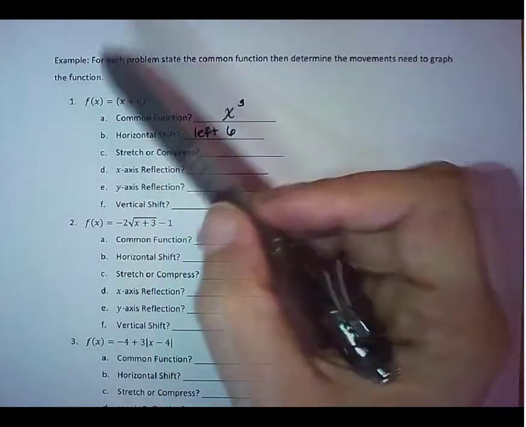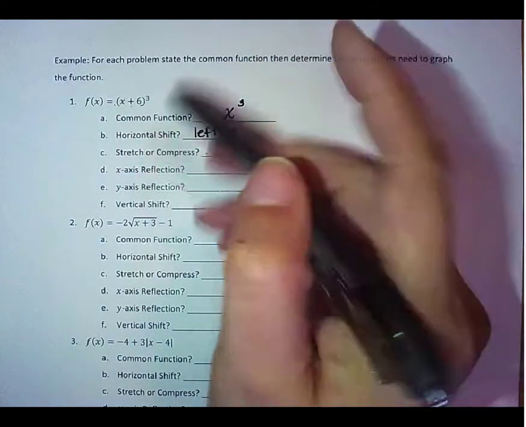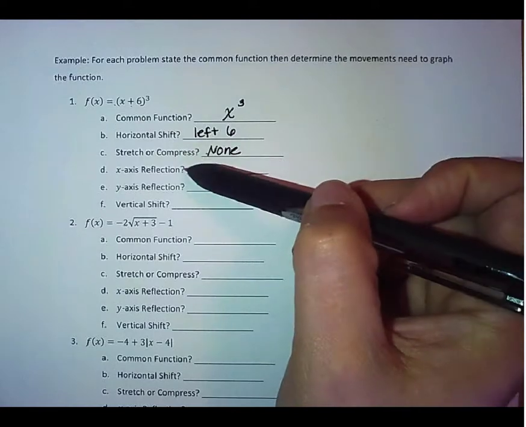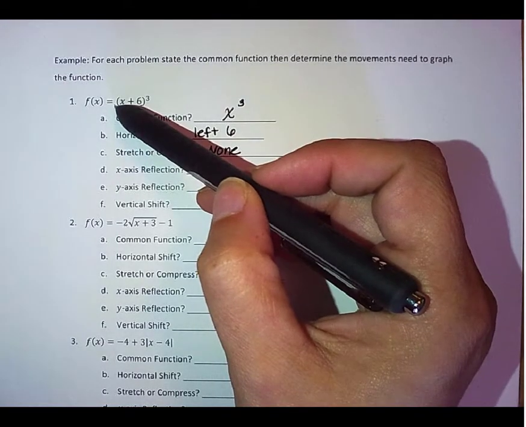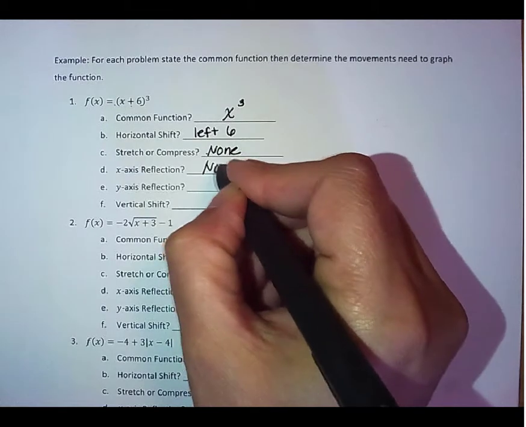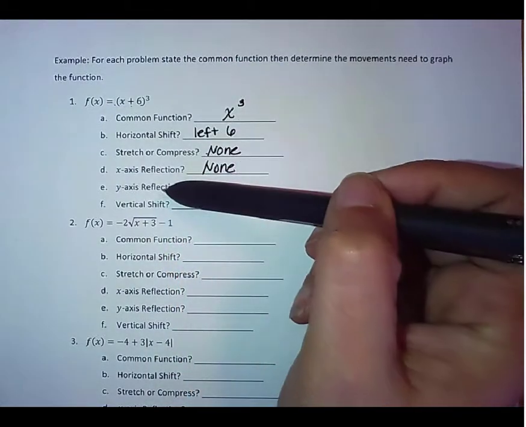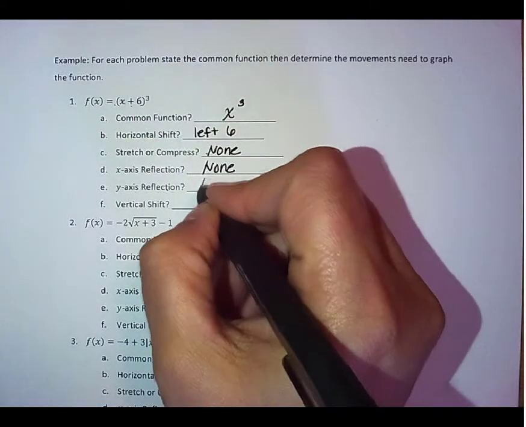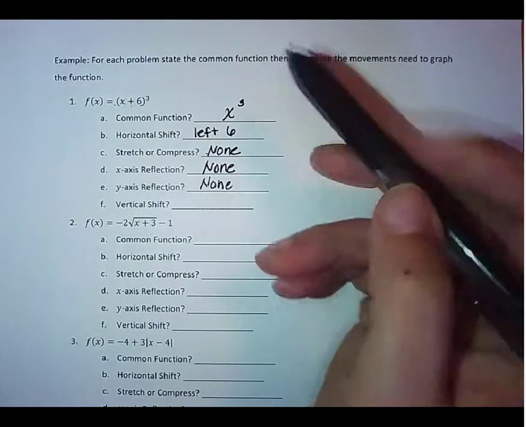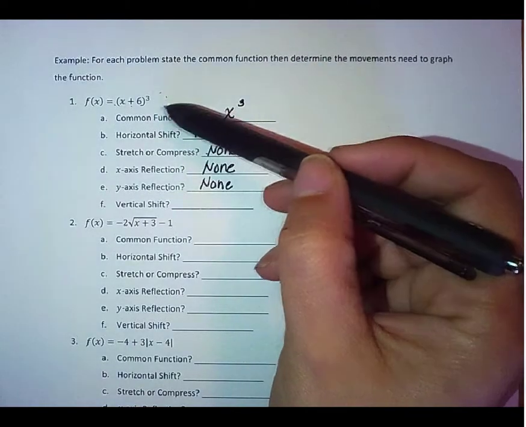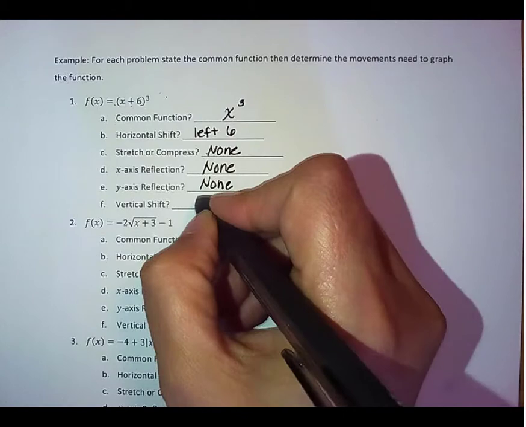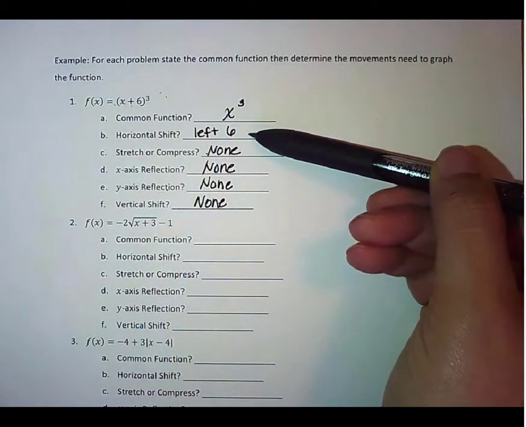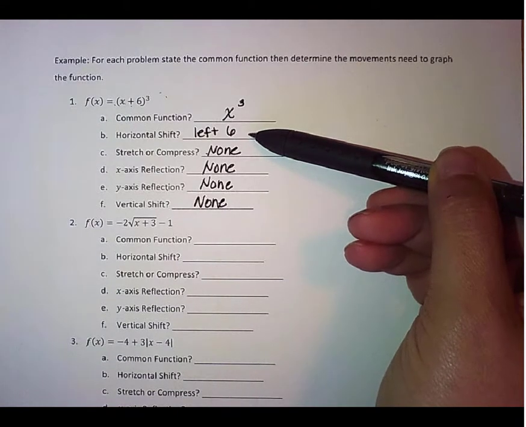Now for stretch or compress, remember that's a number out in front. I don't have a number out in front, so I don't have a stretch or compress. Remember that x reflection is if there's a negative out here in front, which I also do not have, so that would be a none. And the y reflection would be if my x inside my parentheses was negative, which it is not, so that is also going to be a none. And last, a vertical shift would be if there was something added or subtracting on here at the outside, which there is not, so that would be a none as well. So the only movement that this graph made was that it went to the left 6 units.